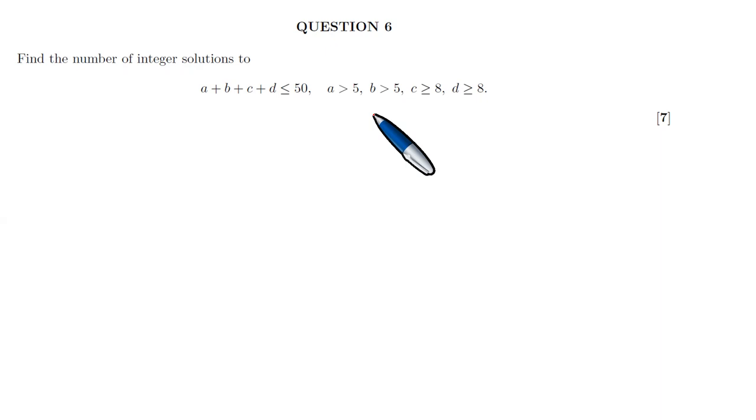We notice the pattern of reasoning here. It's the same thing, but now we just have two different restrictions. In the first case, only the variables were at least five, but here they're at least eight. This one's greater than five, greater than five. How do we proceed? This is how we do it.